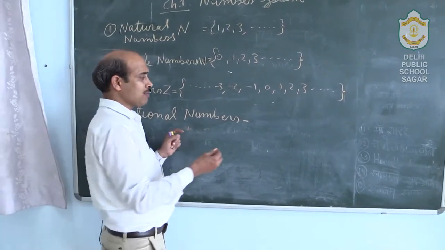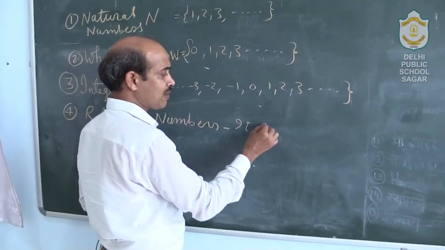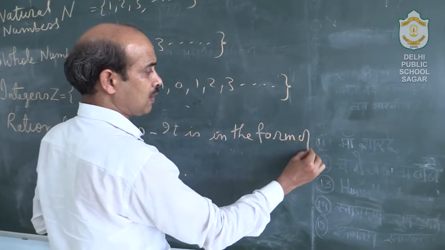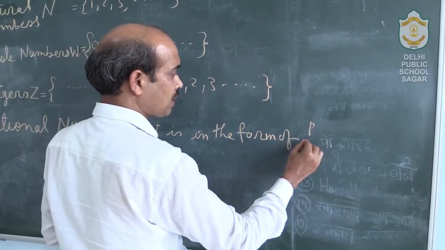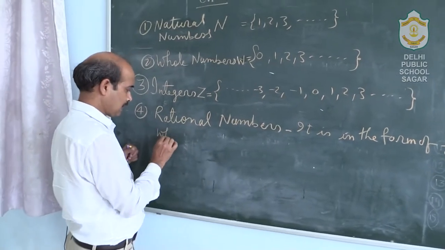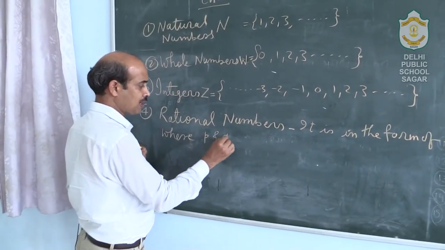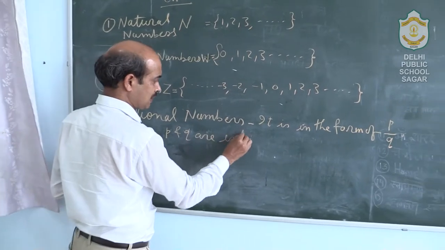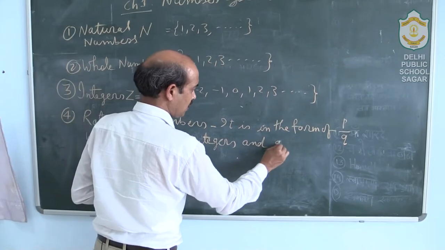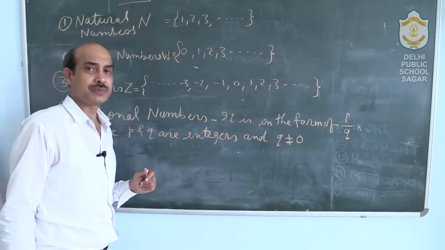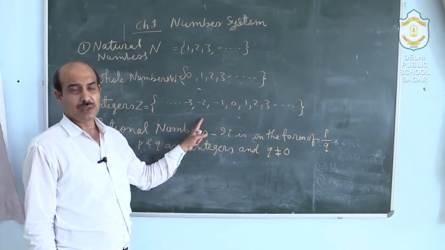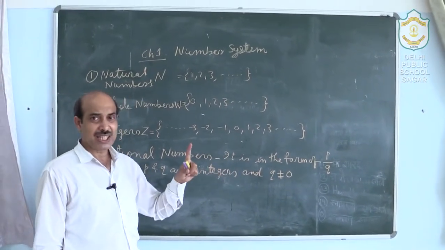So what is a rational number? It is in the form of P upon Q, where P and Q are integers and Q is not equal to 0. So we are taking some integers which are satisfying these three conditions.